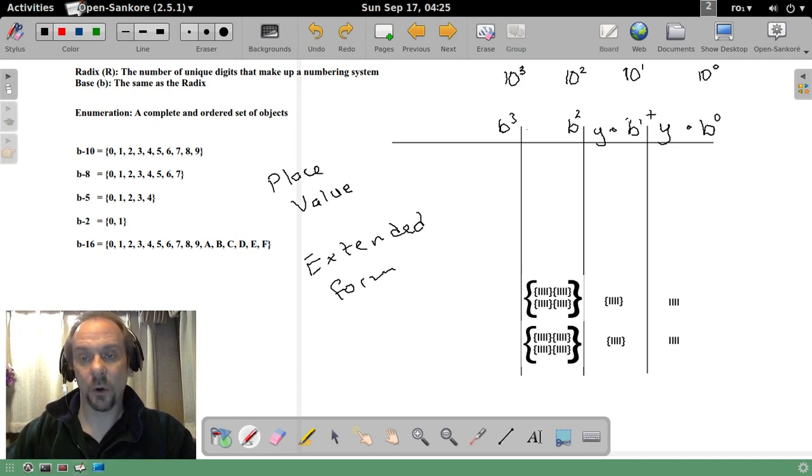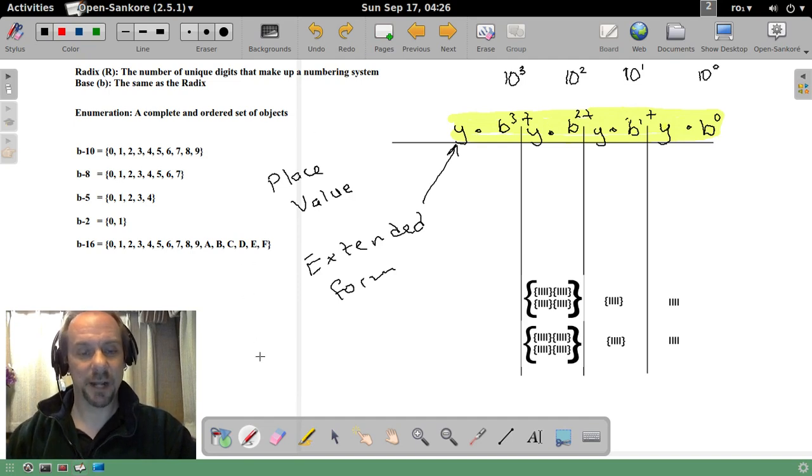So the column I'm in here is whatever number y times b squared, plus y times b to the first, plus y times our base to the 0. And here it's y times b to the third. So this becomes our extended form, abstracted into y's and b's and powers.